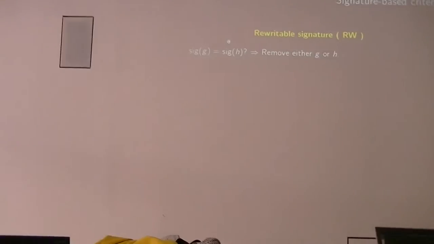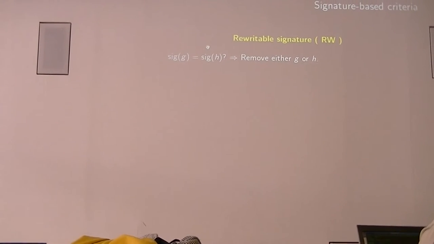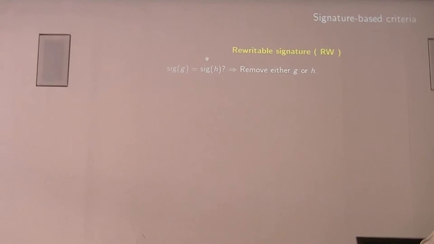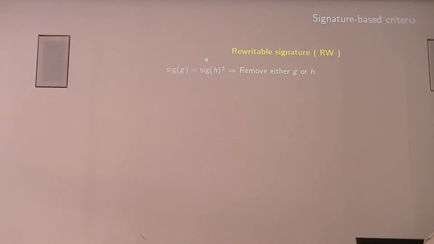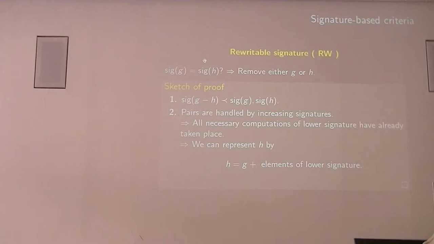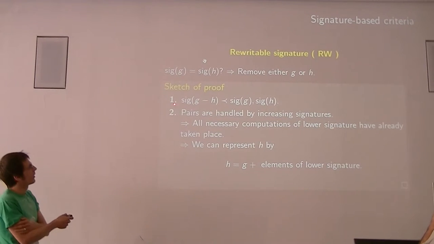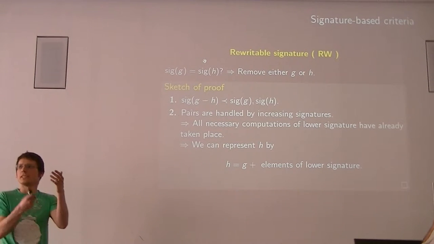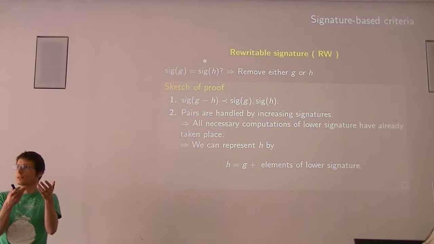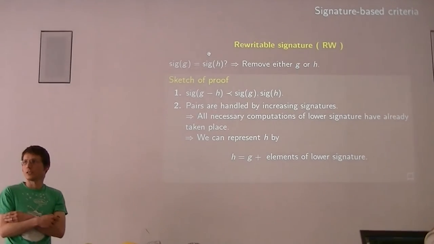Then there's a second criterion, the rewritable signature criterion. The generic version is, if I have two elements, G and H, and both have the same signature, then I can remove either G or H. The idea: if we look at G minus H, the leading terms cancel each other out. But just look at G minus H. And I really know that this has a lower signature than G and H.